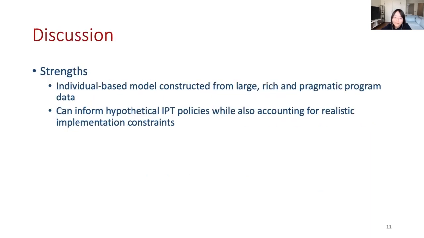Different from previous studies on IPT, our study has a unique strength of being able to utilize the large, rich, and pragmatic program data from MDH to construct an individual-based simulation model. This model enabled us to analyze and inform hypothetical IPT scenarios while also accounting for realistic implementation constraints.